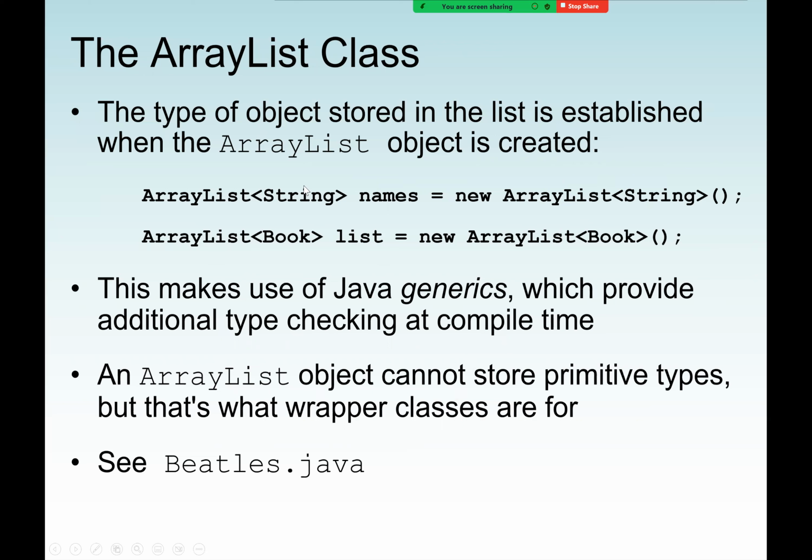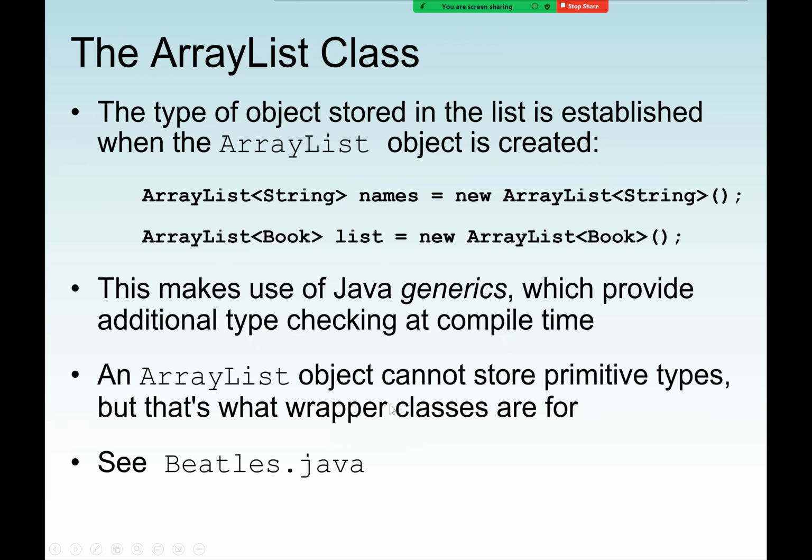Also, we can have ArrayList. The type is Book, and the list equals new ArrayList<Book>. This means we have to have the Book type already. A Book type means we have to create that type. Maybe it can be a class type.